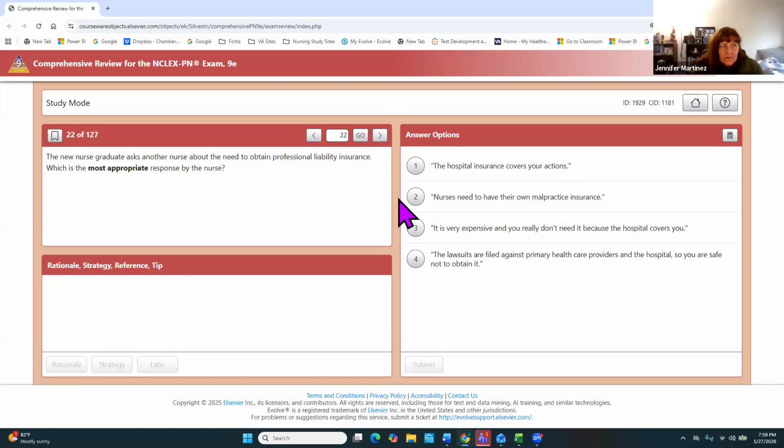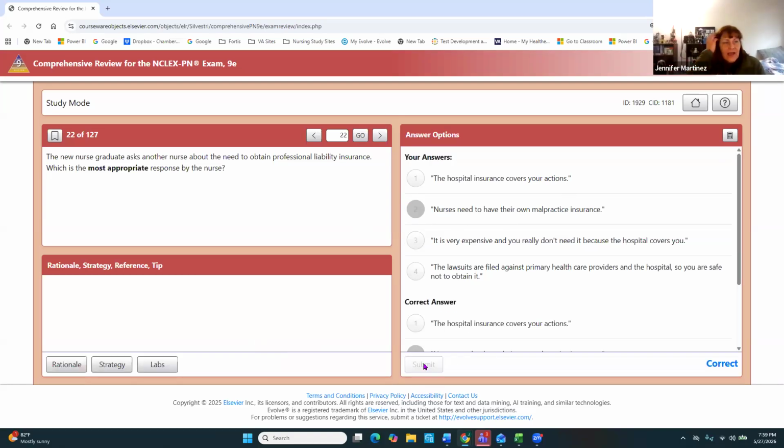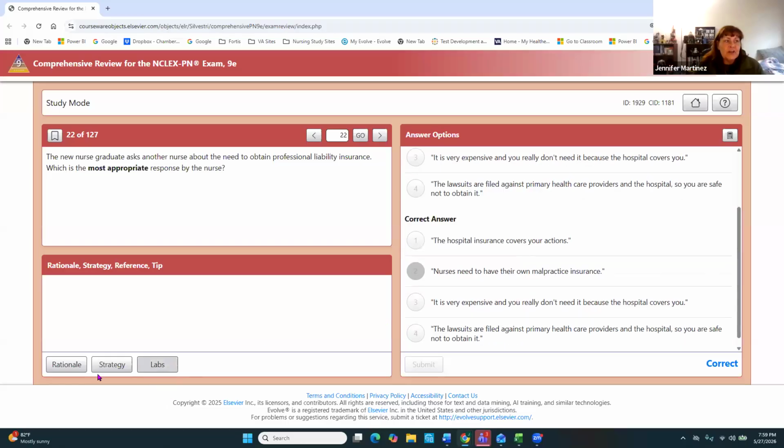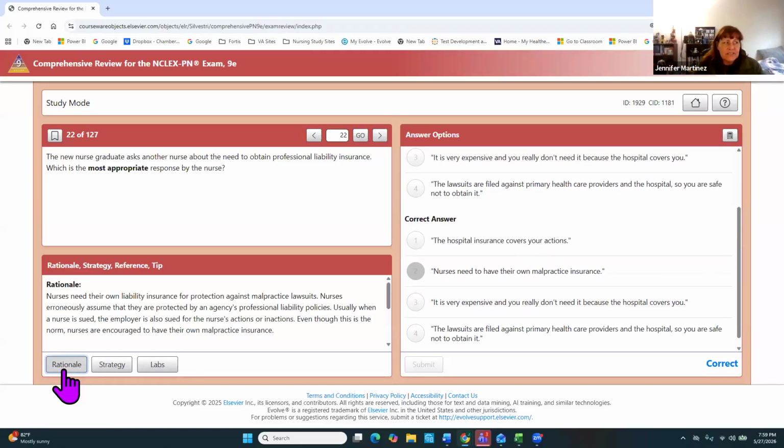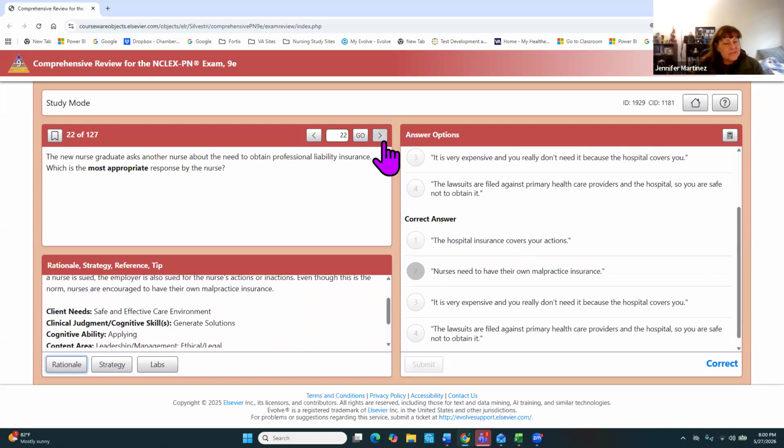2 is the majority here. So absolutely. Number 2, nurses need to have their own malpractice insurance. Nurses need their own liability insurance for protection against malpractice lawsuits. Nurses erroneously assume that they are protected by an agency's professional liability policies. Usually when a nurse is sued, the employer is also sued for the nurse's actions or inactions. Even though this is the norm, nurses are encouraged to have their own malpractice insurance. It's not super expensive either.